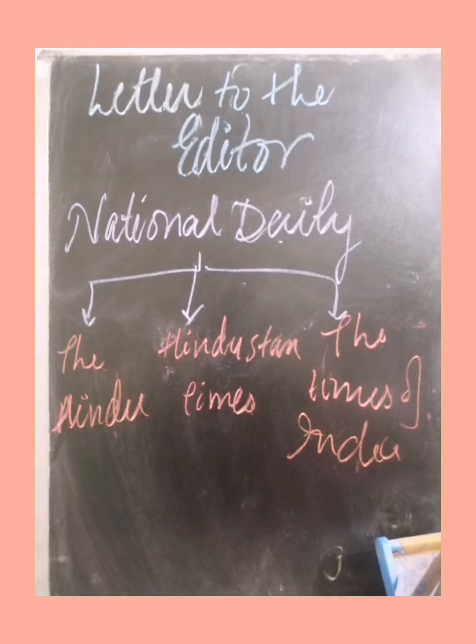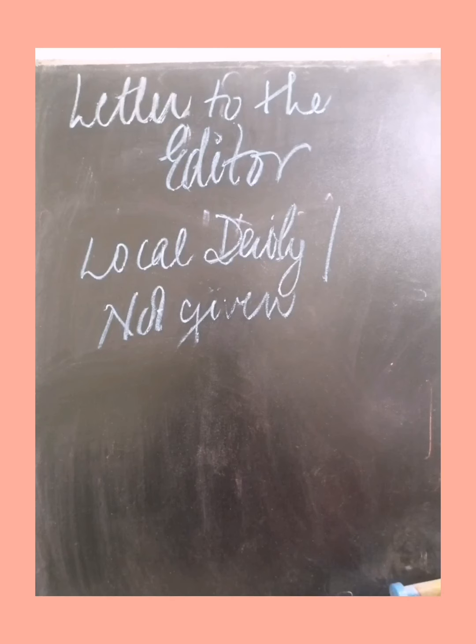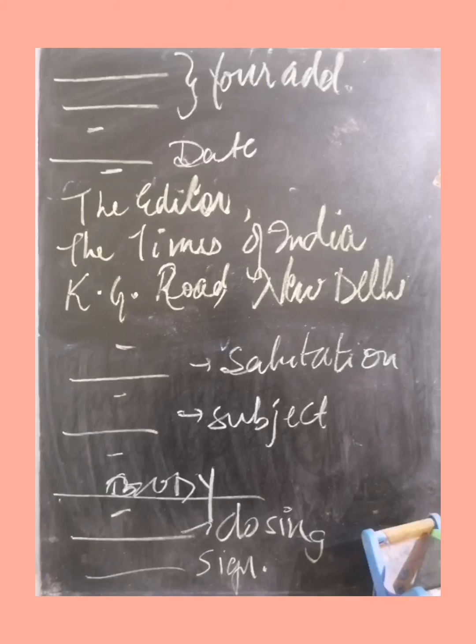Like, write the letter to the editor of a national daily. So many children write national daily instead of the name of the newspaper. In national daily, three types of newspapers come: The Hindu, Hindustan Times, and The Times of India. Sometimes it is not necessary that national daily will come. Sometimes a local daily can come. Or if national daily is not given and local daily is also not given, then you can write any newspaper of your choice. You can write the national daily one also, or you can write the local one also. Like you got the NBT, right?